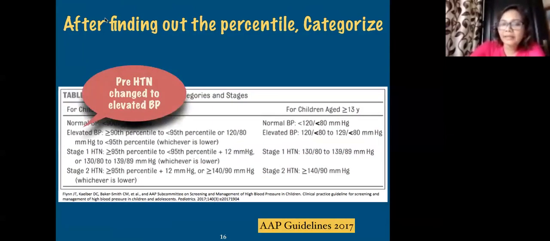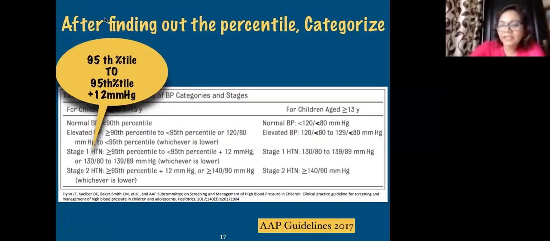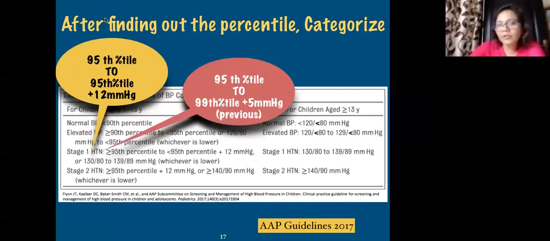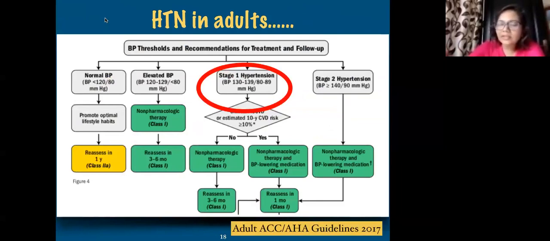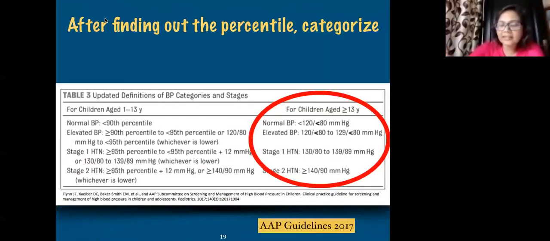One, pre-hypertension, the name has been changed to elevated BP, and the percentile change is also new. It is different from the previous one. The previous one was 95th percentile to 99th plus 5 millimeters of mercury. Yeah, so I just wanted to mention that it is pretty much similar to the adult guidelines, which is for more than 13 years of age. So I've highlighted the more than 13 years of age.